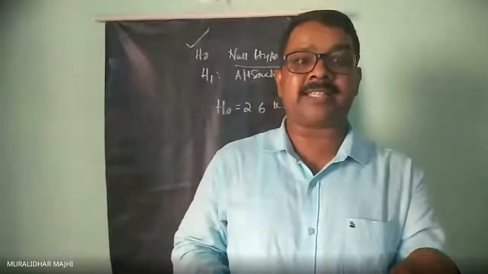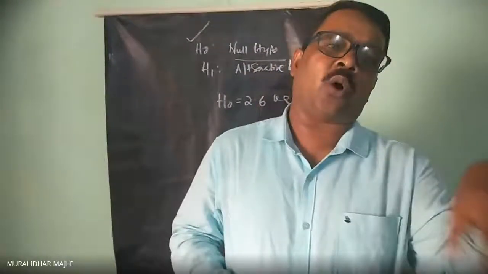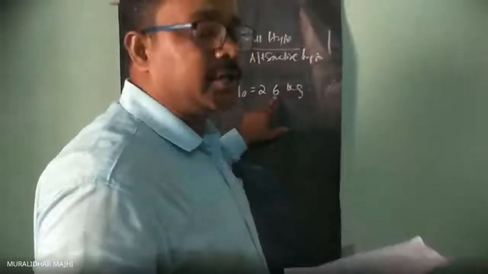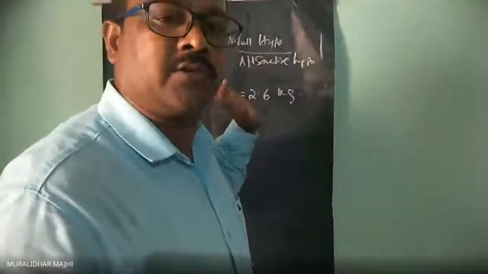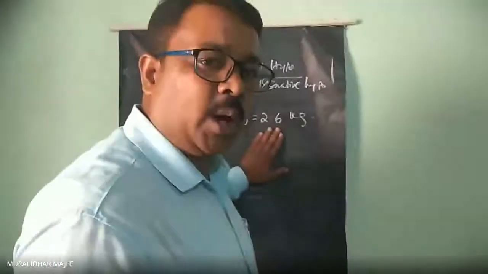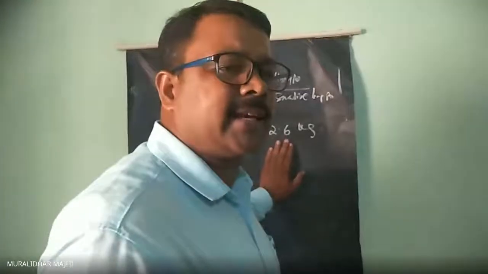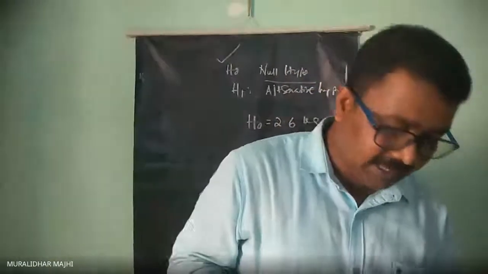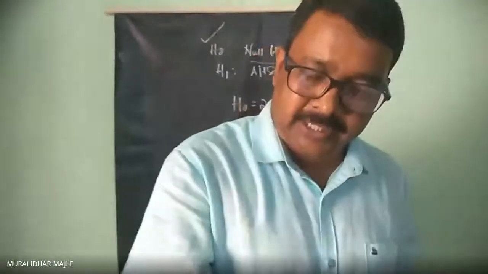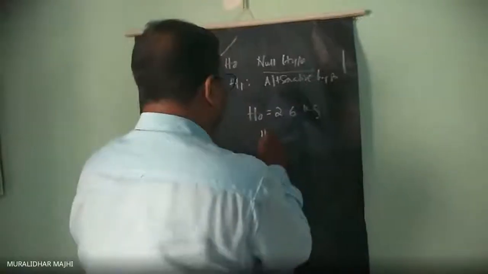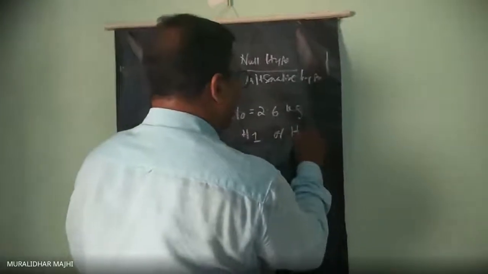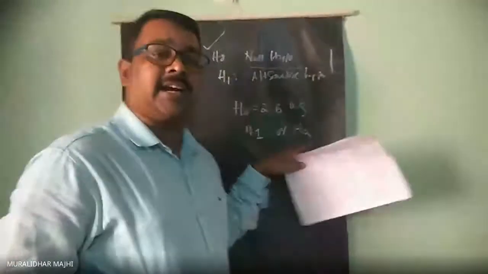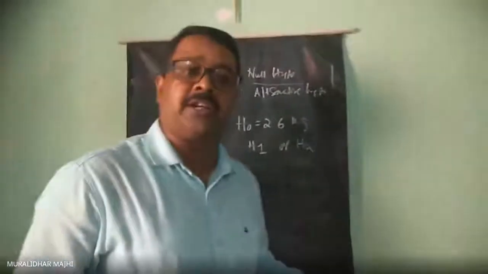If the null hypothesis is rejected, then the other hypothesis holds. For example, I told you H0 is equal to 2.6 kg. It is rejected. That means the average weight of fish reared in the research laboratory is not 2.6 kg. It is some other weight. That's why I can say the alternative hypothesis is the hypothesis concluded to be true if the null hypothesis is rejected, and it is denoted always by H1 or HA. Whenever I write HA, that is also an alternative hypothesis. Got the point, dear student?